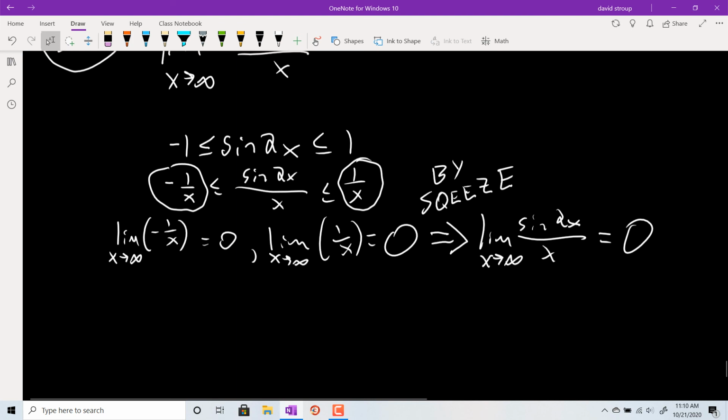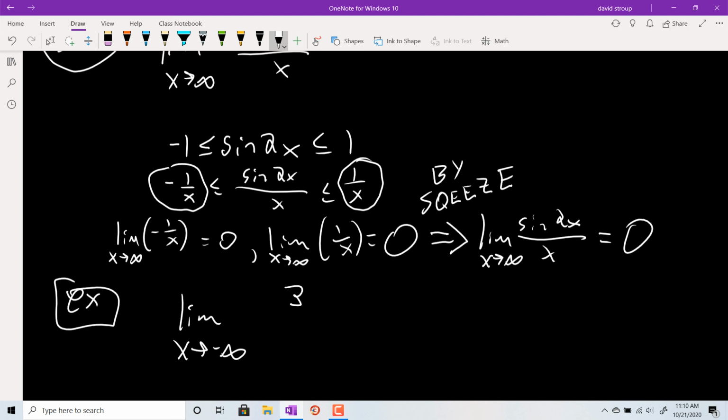Okay, sorry for the squeeze. Let's look at an example. This one is the limit as x goes to negative infinity of 3 all over 1 plus 2e to the x.